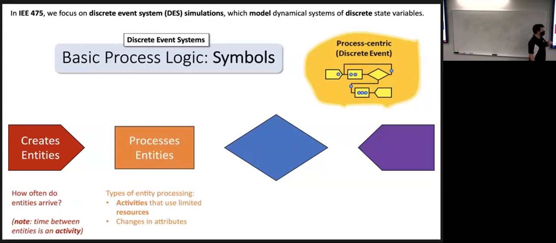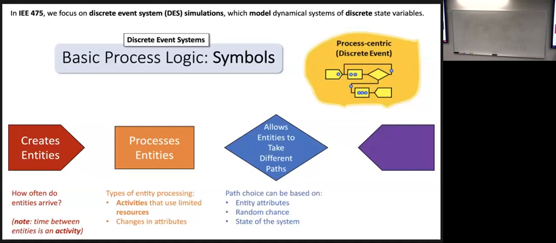And this rectangle box here, that's where we're going to view entities as being processed. So resources will live inside these boxes, but also there are arbitrary delays that you can add to entities inside these processes. But this is where we put the resources here. So activities take place inside these boxes.